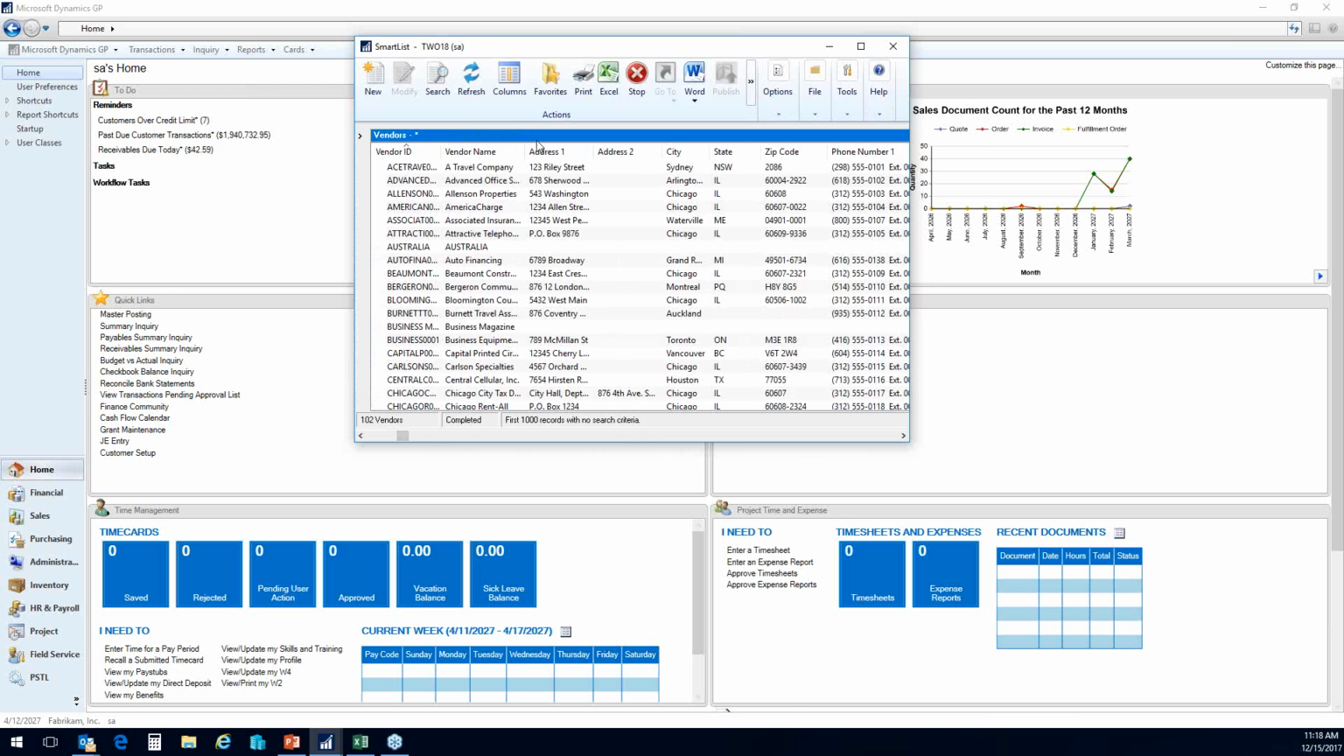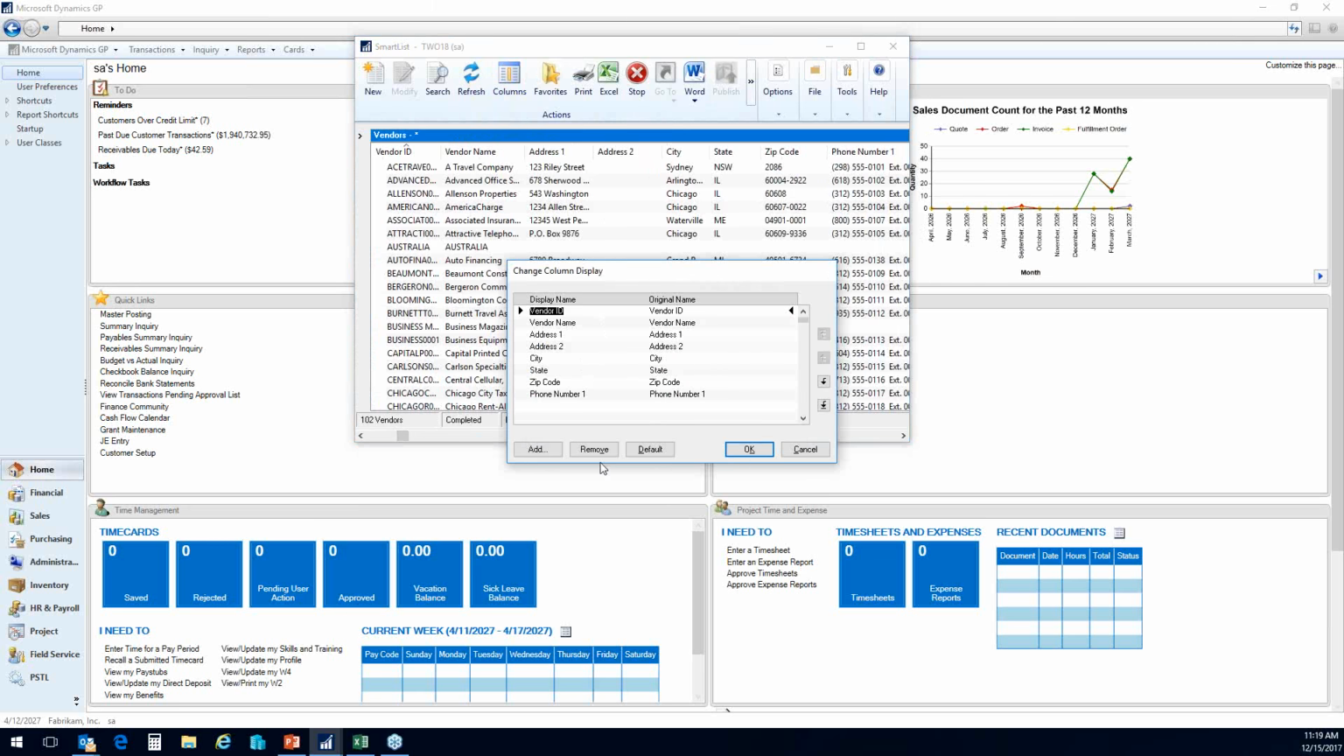So the power of this query tool, where we can all build our own reports and queries if we want to, is the ability to come in and change up what the window looks like.